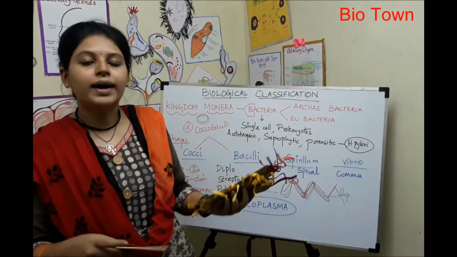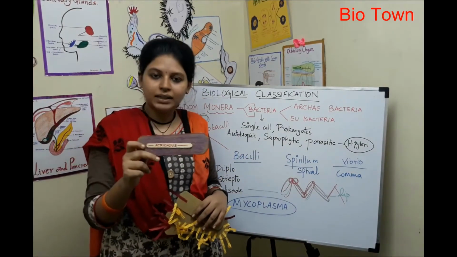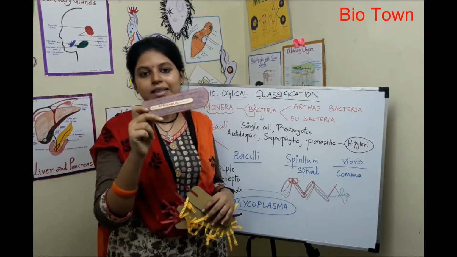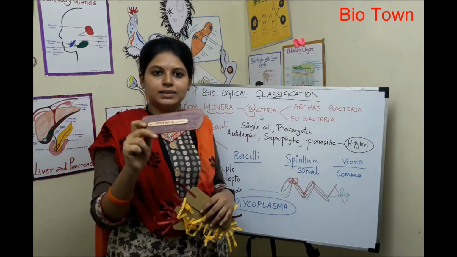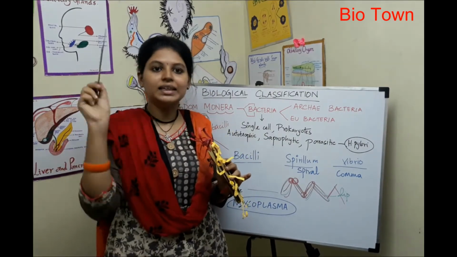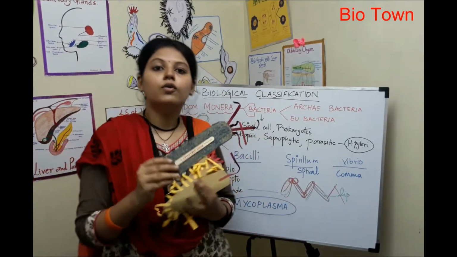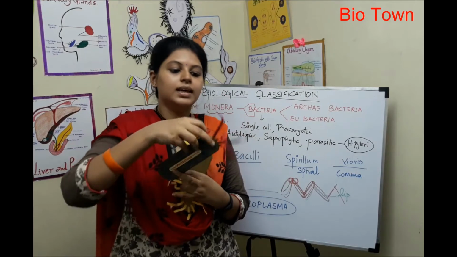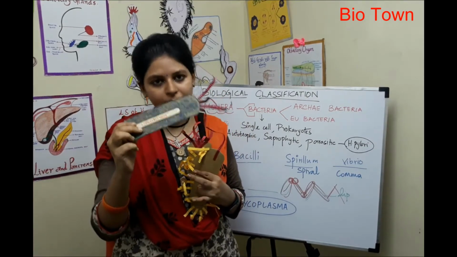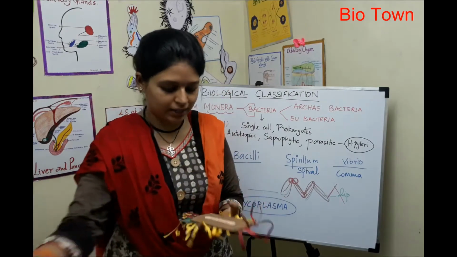Okay. So first we have atrichous bacterium, which means a bacterium which does not have a flagellum. Trichous means something related to flagellum. So atrichous means nil, there is no flagellum. Next is lophotrichous, which means there is a tuft of flagella only towards one side of the bacteria. Look, there is a cluster of flagella only towards one side of the bacteria.